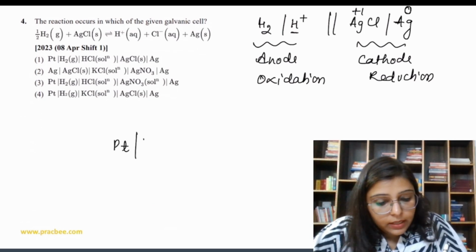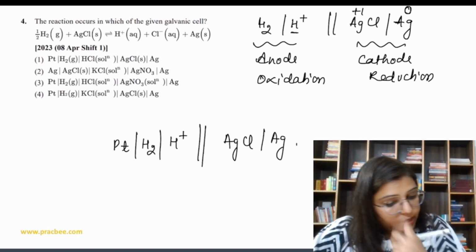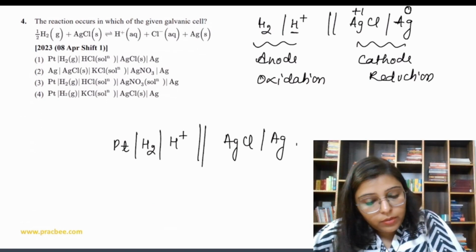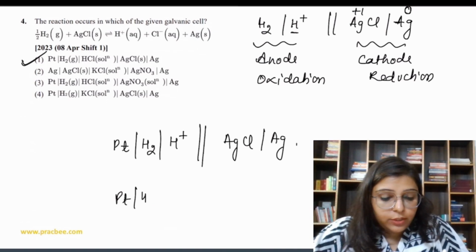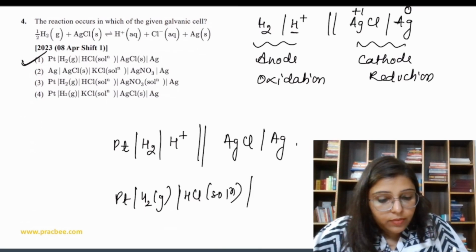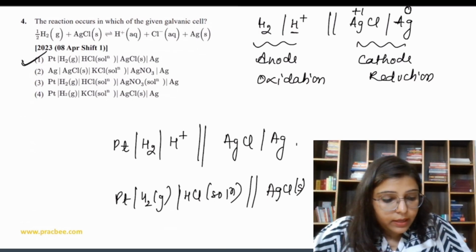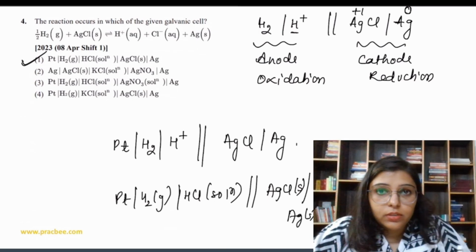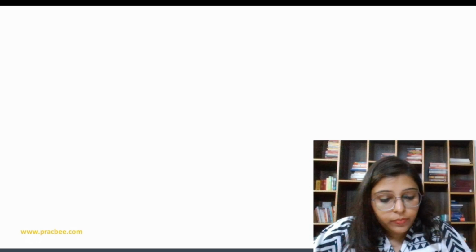Now just try to write the cell representation properly. This is going to be platinum, H2, H plus, salt bridge, then AgCl, and then Ag. If we relate this with the options given above, the answer is going to be 1. So platinum, H2 gas, H plus from HCl solution, then AgCl solid, and here also Ag solid. Is it clear? So the answer is going to be 1. Now let's do the next question.